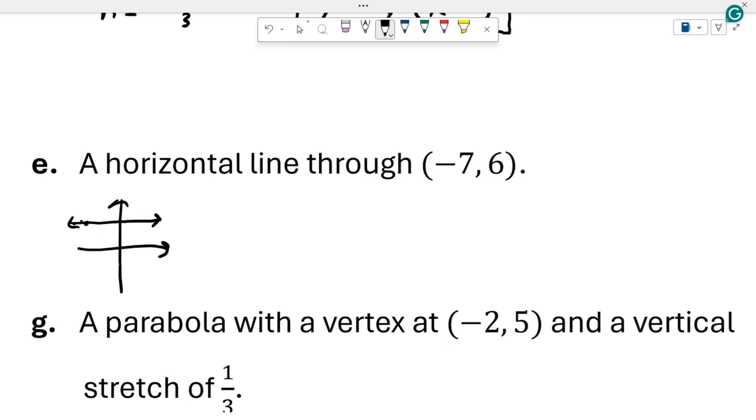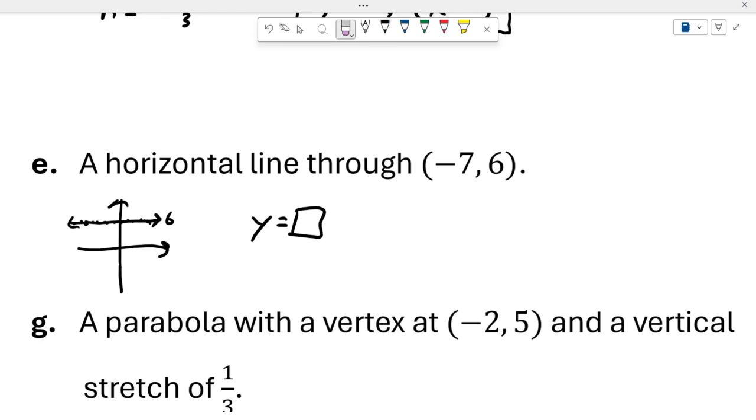Notice that every single point on this line has the same y value of 6. Also, notice that the x value is kind of irrelevant because it doesn't matter what the x value is. You just get a 6 as the y value. So all horizontal lines have an equation that is just y equals a number. That's it.